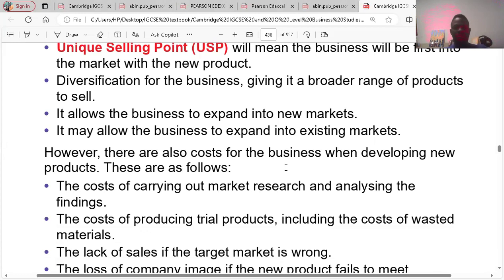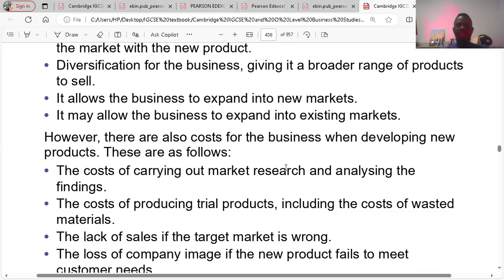The third one, it allows the business to expand into new markets. Developing a new product might give you the opportunity to sell into a new market. So you're not just going to think about selling it locally. You might think about selling it internationally. So the last one, it may also allow the business to expand. We talked about it.